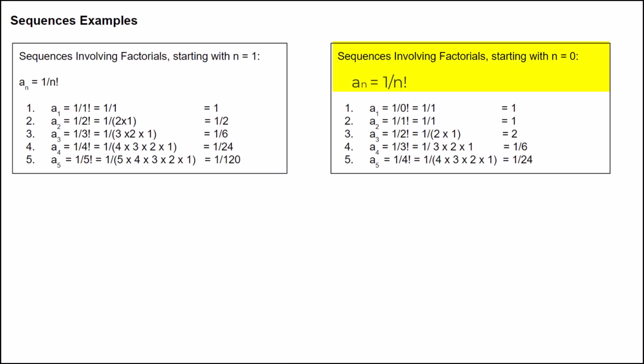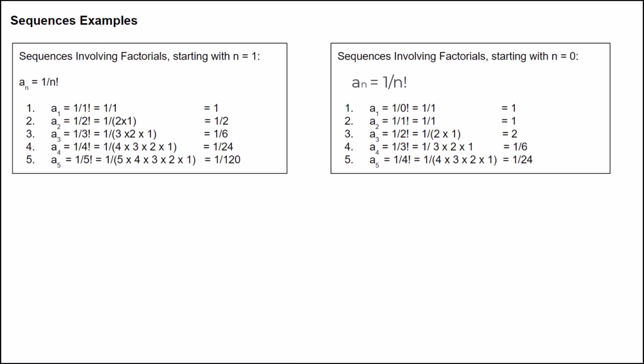Now let's look at the same problem, except that instead of starting from n equals 1, we'll start with n equals 0. So the first term would be 1 over n factorial, in this case 1 over 0 factorial. But we said that 0 factorial is equal to 1, so this leaves us with 1 over 1 is equal to 1. From there, we can increase n by 1 and keep finding the subsequent terms, which kind of looks like what we have on the left. It's just that in this case, we started with 0 instead of 1.